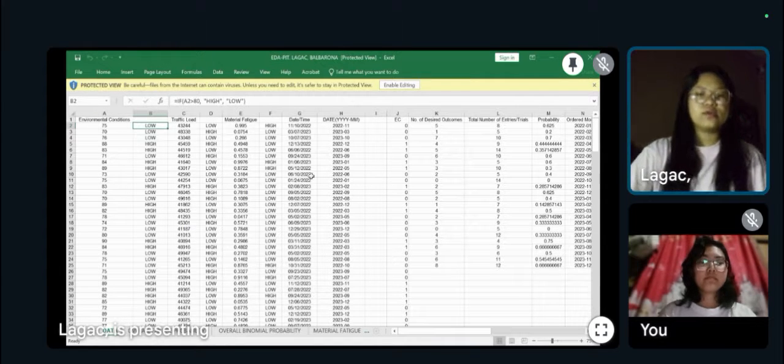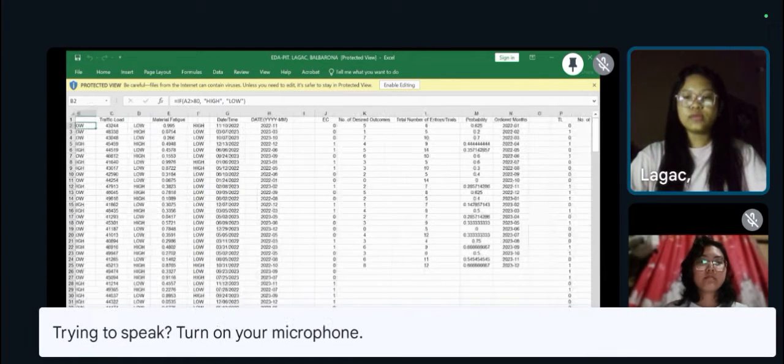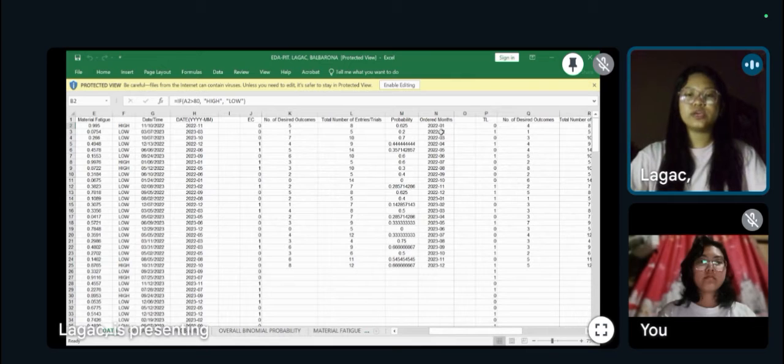Now, after we get the outcomes, we have to get the total number of entries per month. So these outcomes were sorted out by month. As you can see here, this is ordered by months. So in environmental conditions, in 2022 January 1, we have 5 desired outcomes and a total number of 8 trials.